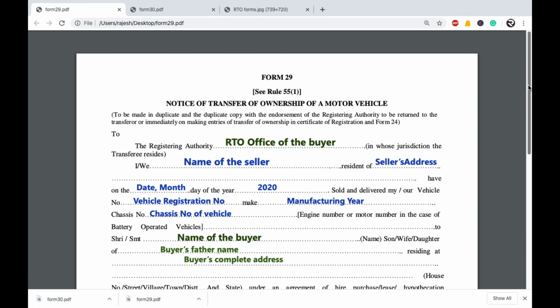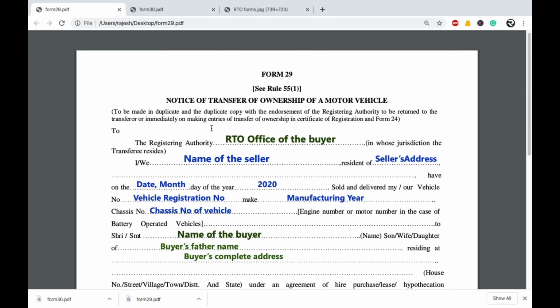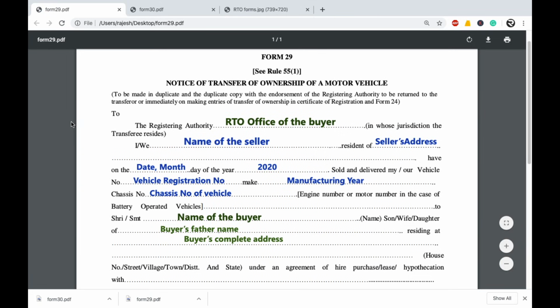First we will see how to fill RTO Form 29. See, the form will look like this, and in the first field, to the registering authority, here you need to write the buyer RTO office name.